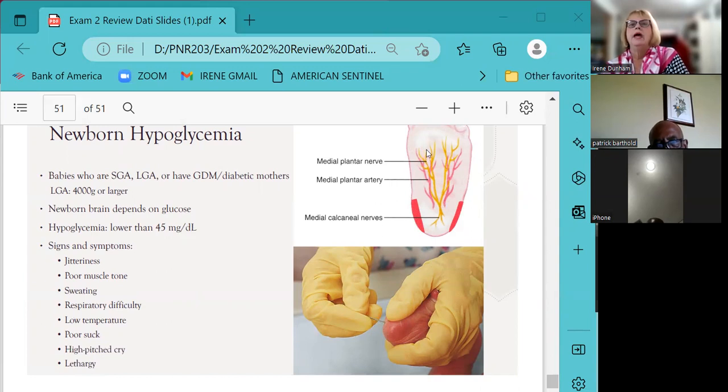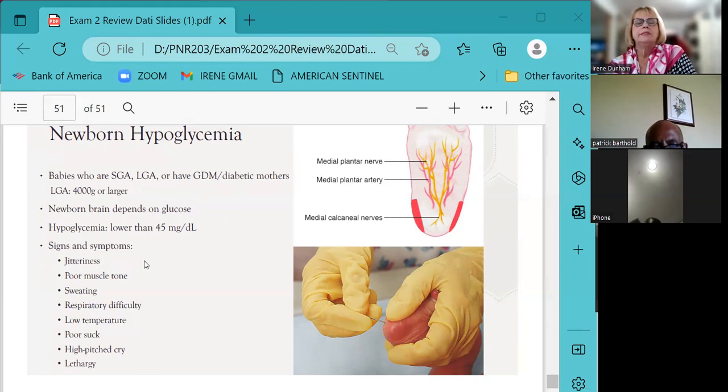Never ever draw blood from the middle of the foot. You can see that you've got nerves here, and here are the arteries. They're going down the middle of the foot. No, we don't do that. On the side, always on the side. And sometimes these babies are hard to get blood out of. Believe me, I know. I have a little heel warmer, and that works really nicely.